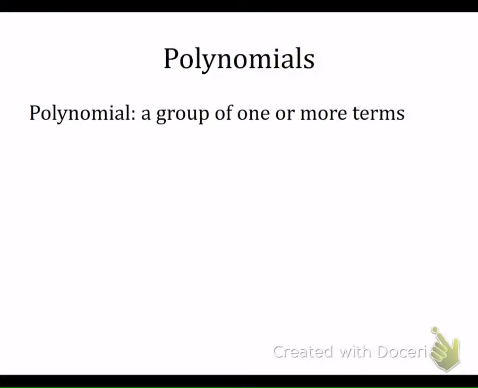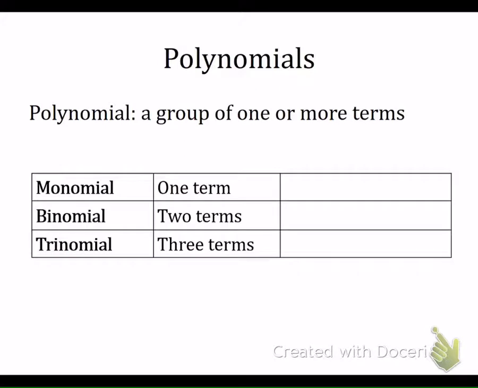Next, we have polynomials. A polynomial is a group of one or more terms. I believe this one is not filled in, so go ahead and fill this one in. All right. If you have one term, we call that a monomial. I'm just going to fill them in so you can fill them in.